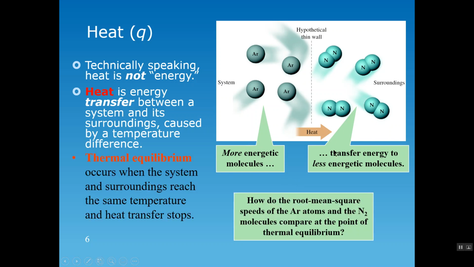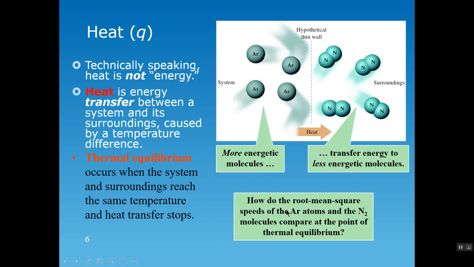Now, this heat transfer will take place until you reach a state which is known as thermal equilibrium. Thermal equilibrium is said to occur when the temperature of the system and the surroundings reach the same temperature. When that happens, the heat transfer will stop, right? The only reason you have heat flow is because there's a temperature difference. Heat flow continues until the temperature of both the system and surroundings are the same, and then there'll be no more heat flow. Now, here is a question being asked.